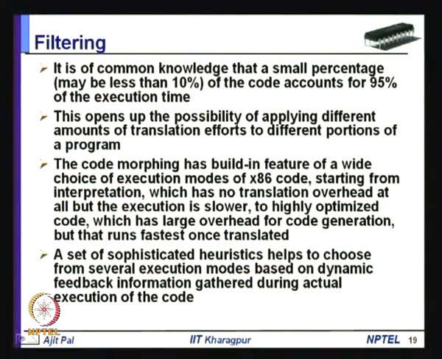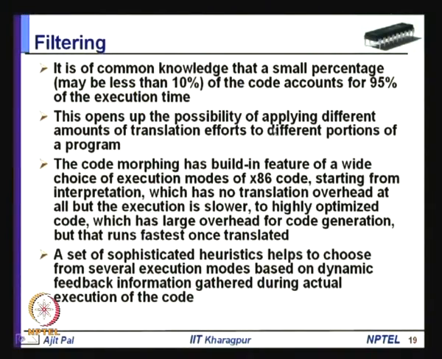So, maybe a loop, the code which is part of a loop, will be executed many times. Other parts of the code may not be executed as many times. So, what can be done? You can focus on that part of the code which is executed many times. You can devote more time for optimization on that part of the code. So, you can selectively devote shorter or longer time for optimization to different parts of the code, that is filtering.